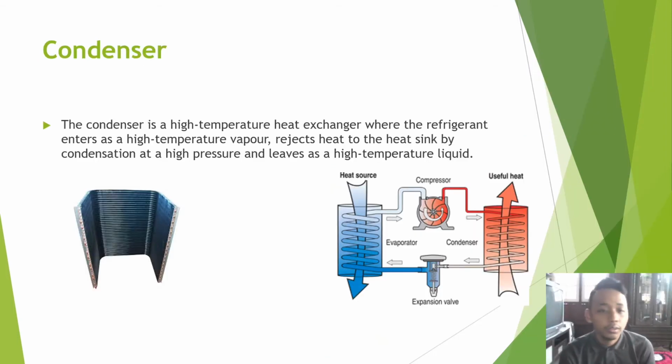Okay, what is a condenser? A condenser is a high temperature heat exchanger where the refrigerant enters as a high temperature vapor, rejects heat to the heat sink by condensation at high pressure, and leaves as a high temperature liquid. So as I mentioned earlier, basically the condenser changes the gas state into the liquid state. Okay, this is an example of a real picture of the condenser.